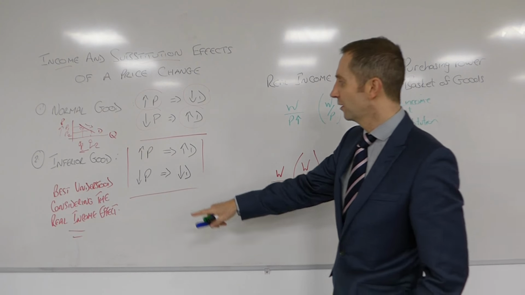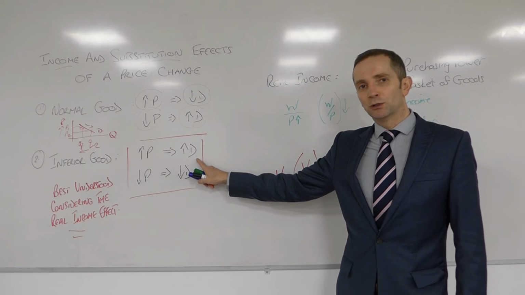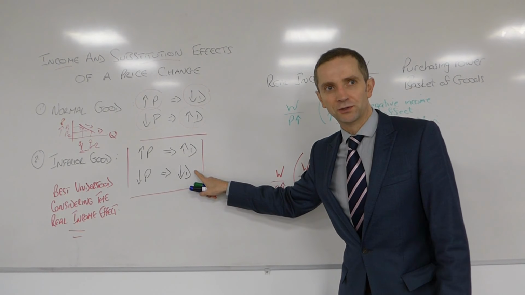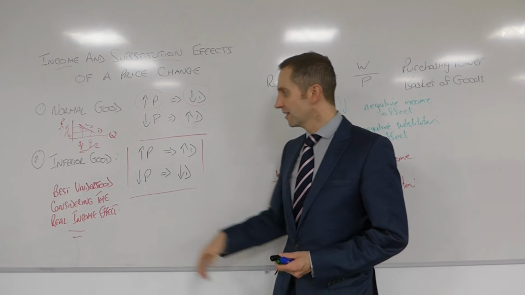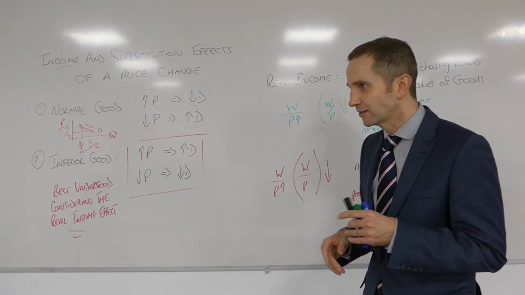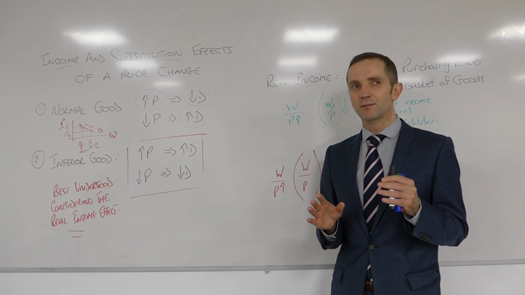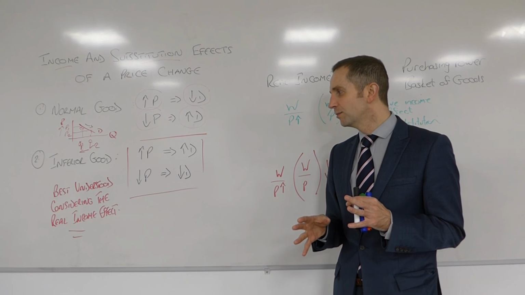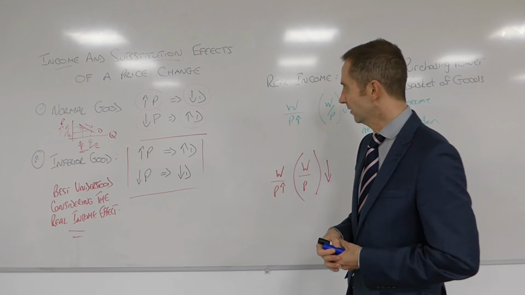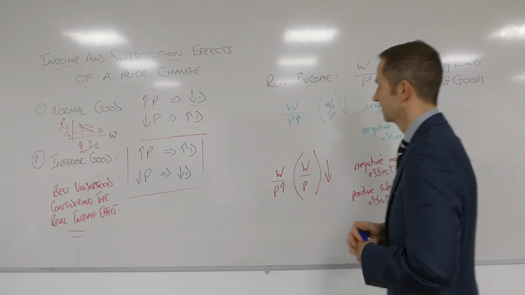So in the case of an inferior good, if the price rises of the inferior good, the demand will go up. And if the price falls, the demand will also fall. Now I've just written here to the left, this is best understood by considering the real income effect. So when you're thinking about inferior goods, it's always best to think about what's happening to income rather than simply what's happening to the price. That's why I always like to think of it this way. So let's think about what we mean by the real income effect.